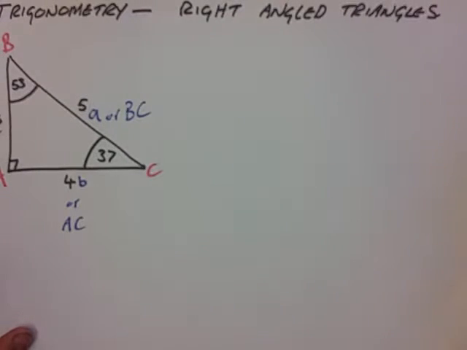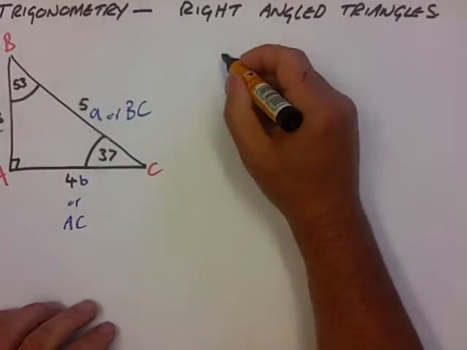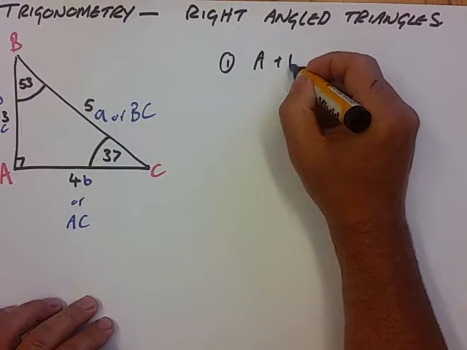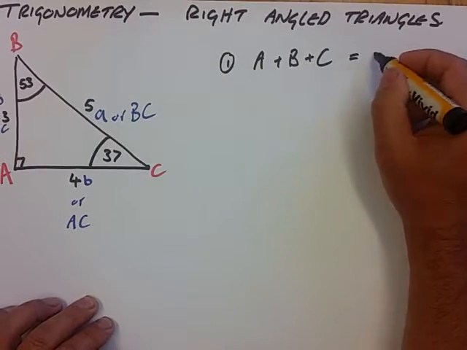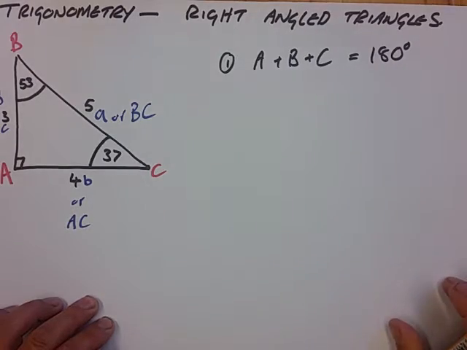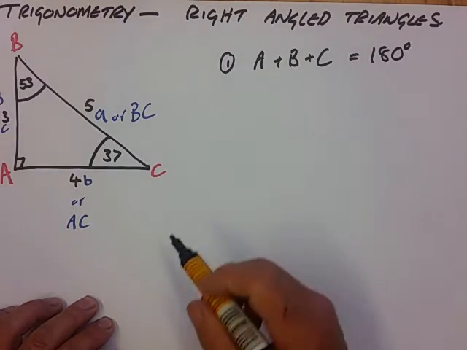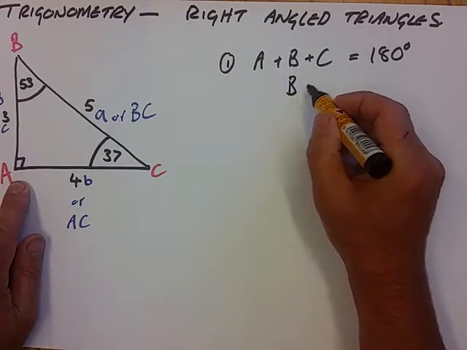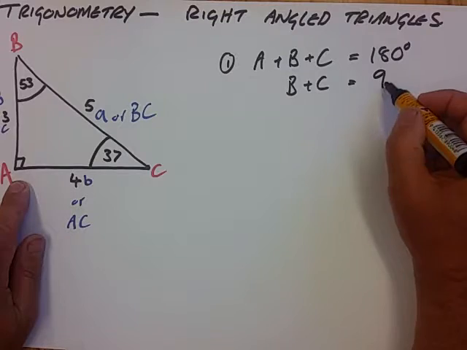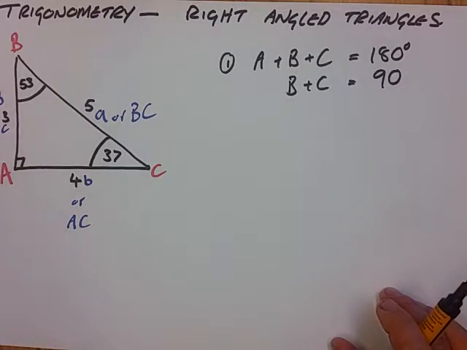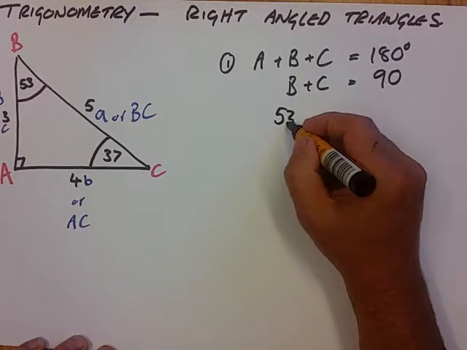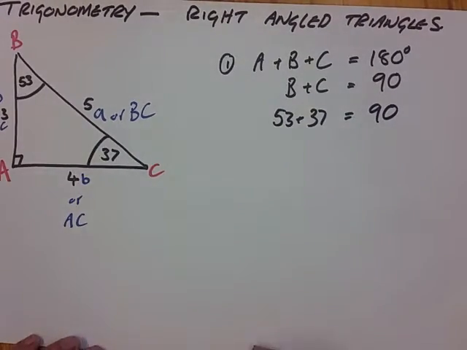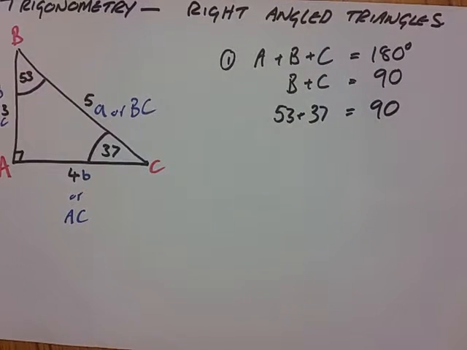So the two quick rules I want to talk about: the three angles within a right angle triangle will always equal 180 degrees. So get that out of the way. A plus B plus C will always equal 180 degrees. Or, because this is a right angle triangle and A will always be 90 degrees, we can shorten it to B plus C will always equal 90 degrees. And in this example, you can see that 53 degrees plus 37 degrees equals our 90 degrees. This being B and this being C.